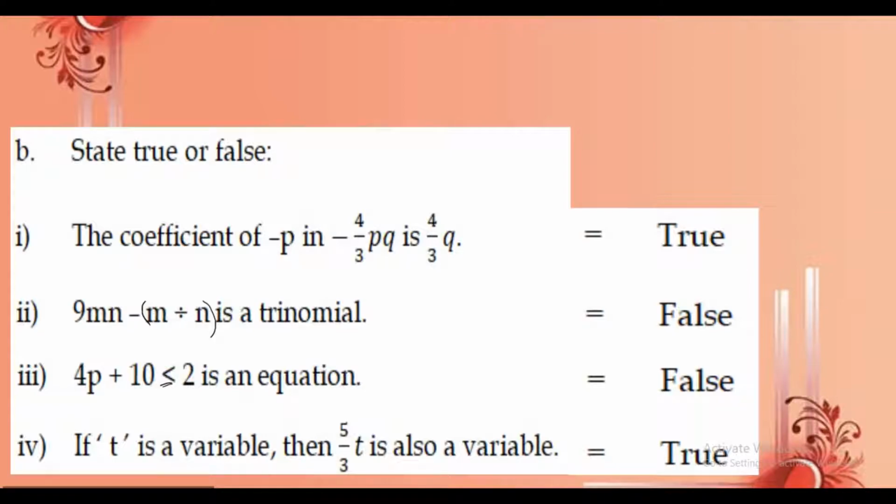If t is a variable, then 5/3t is also a variable. It is true. Why is it true? Yes, t is a variable means t will change, right? So, when you multiply t with any other number, that number also will vary, right? Yes. This question carries 2 marks. Each of them carries half mark.